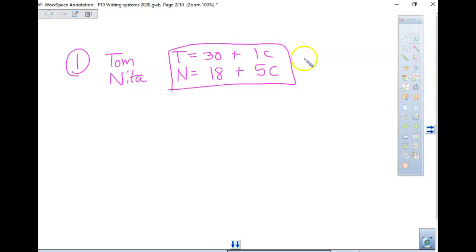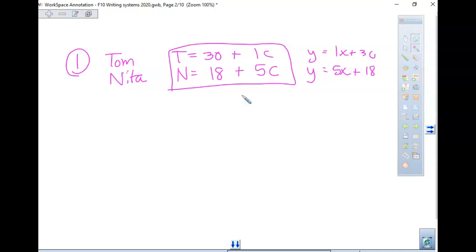Now, if you turn to the back, you might see that they wrote this as y equals 1x plus 30. And you might see y equals 5x plus 18. Are these the same equations pretty much? Yes. So why would I maybe use T and N? Because I'm talking about Tom and Nina, right? So I might use things that make sense for the problem.